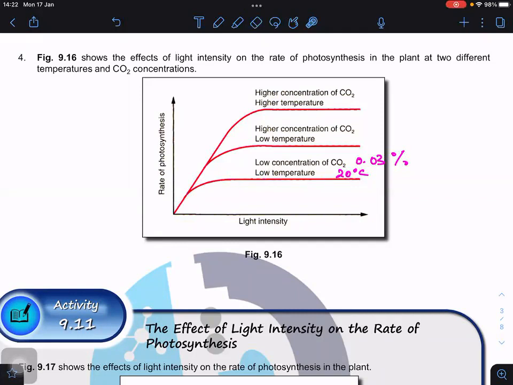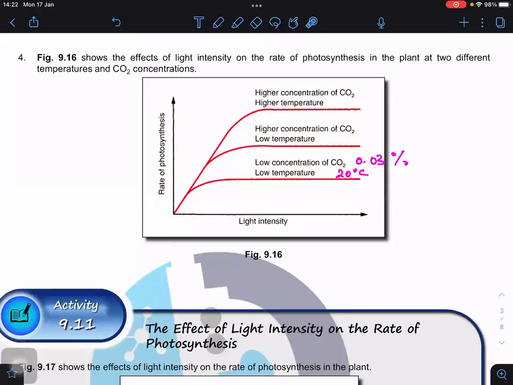Why does it level off? It means that I keep on increasing the light intensity, but there's no increase in the rate. So it means that light intensity no longer acts as a limiting factor. It may be the CO2 concentration. It may be the temperature is too low. So which one? If you want to find out, we change another factor.